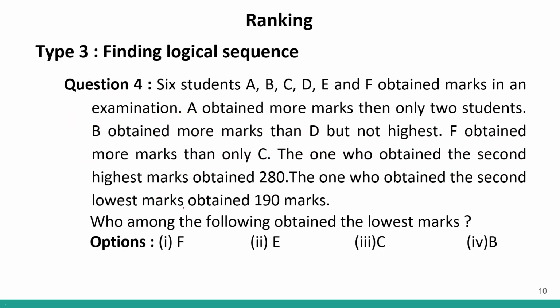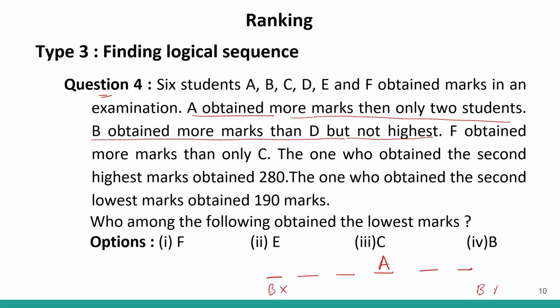Okay? Now, coming to question number 4. So 6 students are given to us. They have obtained different marks. A has obtained more marks than only 2 students. So 1, 2, 3, 4, 5, 6. A has obtained marks more than 2 students. B has obtained marks more than D but not the highest. So B does not come here. B has scored more than D.